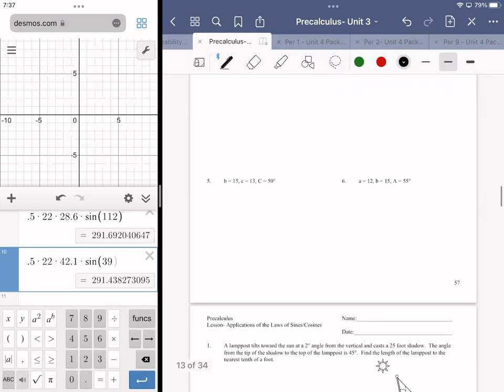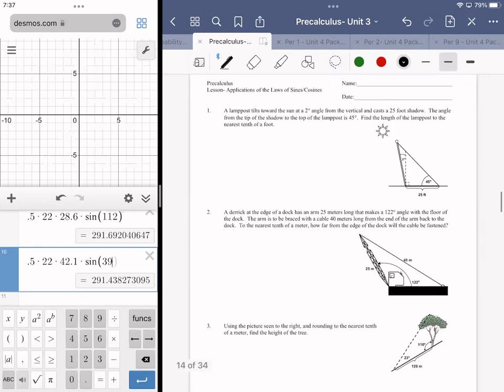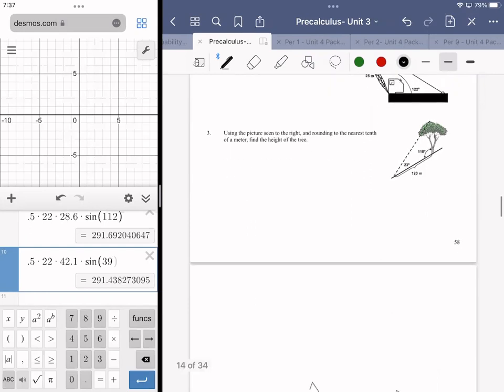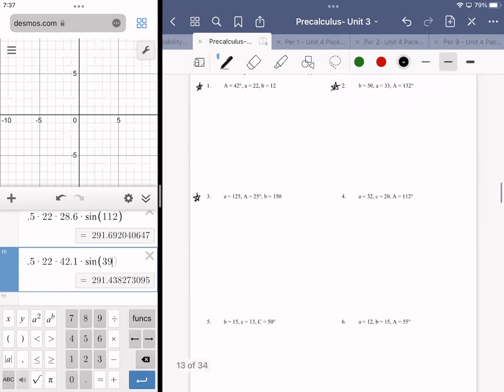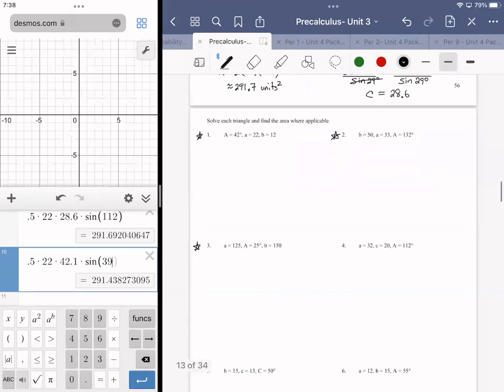But then we get into just a couple of word problems, which really aren't that difficult. They just seem difficult, and then we touch on conic sections to round out the course. Right. So yeah. Let me stop the recording.